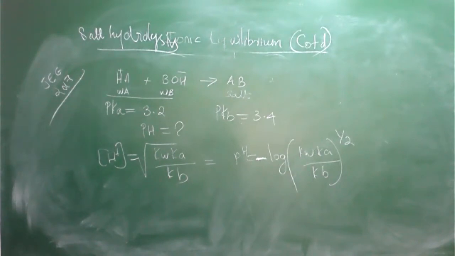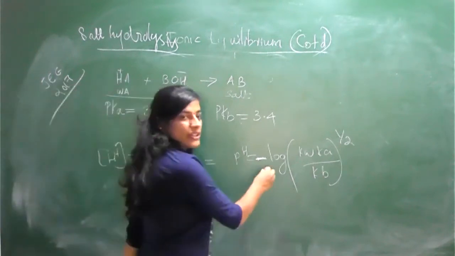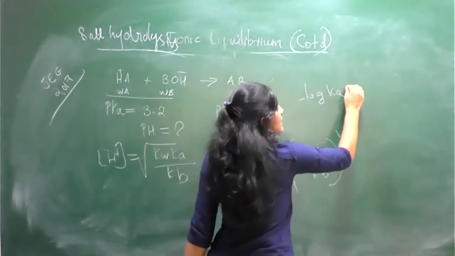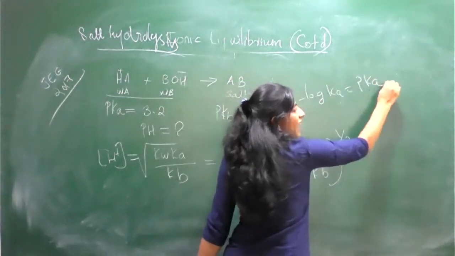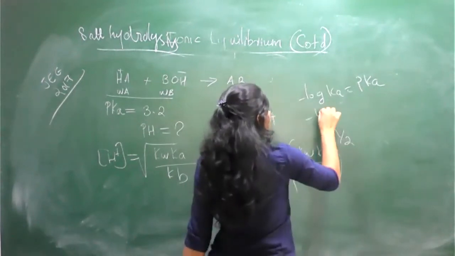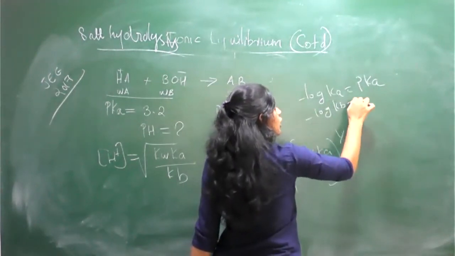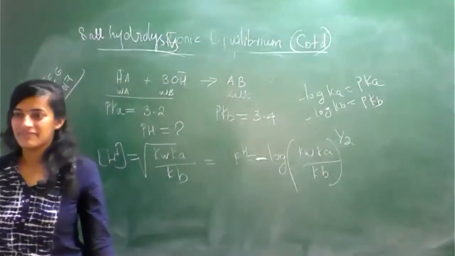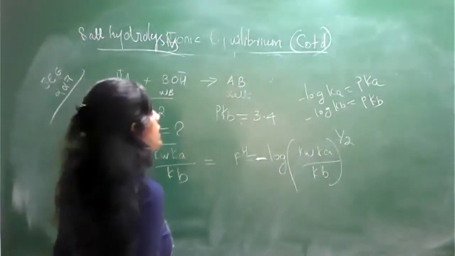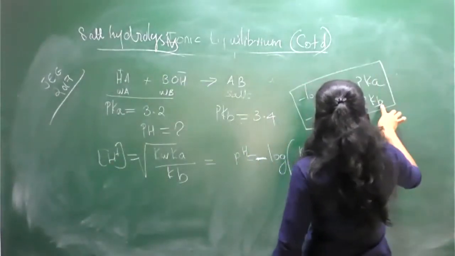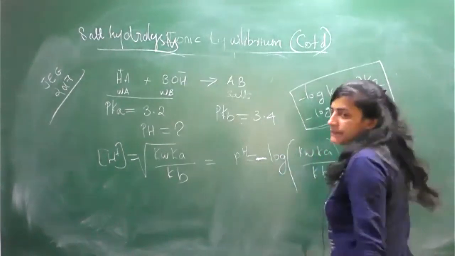Students, do you know? Log Ka means what? Minus log Ka is equal to pKa. Do you know? Don't know, no? Then you will check there. Minus log Kb is equal to pKb. Now apply. These are very, very important, okay? pKa value means minus log of Ka. pKb means minus log Kb.